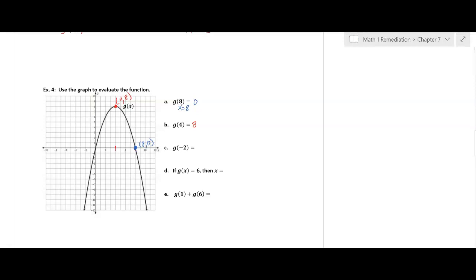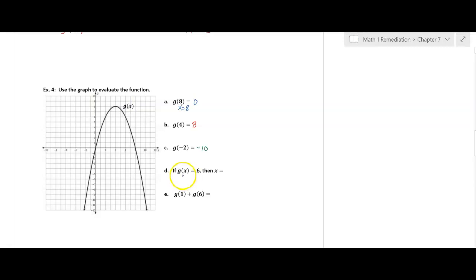g of negative 2. If I go to negative 2 on the x-axis, and I go down to the graph, it's right about here. What is the output if x is negative 2? What was y? That would be negative 10. So that would be negative 10. Okay, so using the graph should be pretty straightforward. Again, if you know how to gather the ordered pairs, you should be good to go.